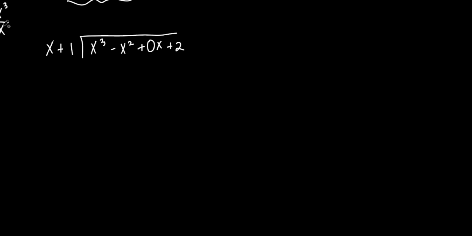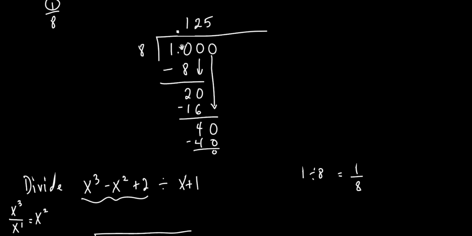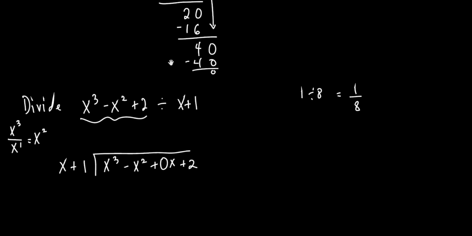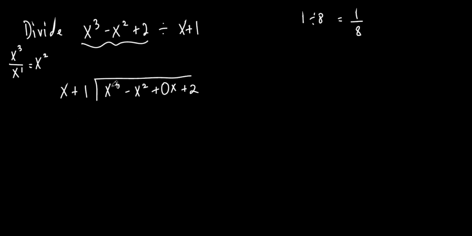What's x cubed divided by x to the first? What's that? X to the second. Got it. Would you agree? X cubed over x is x to the second. So how many times does x divide into x cubed? X to the second times. It's kind of what I did over here, isn't it? I said, how many times? I basically went 10 divided by 8. It's 1 point something, isn't it? Would you agree? All right. That's kind of what's going on here. So it's x cubed divided by x, which is what? X squared.